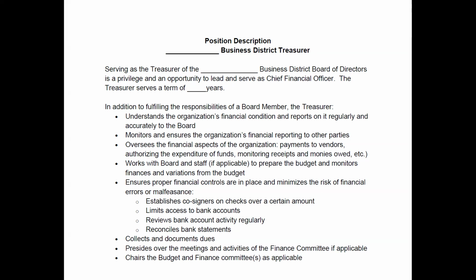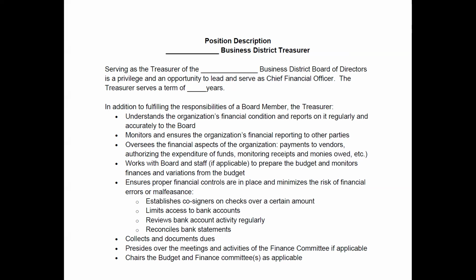You're going to work with the board and staff to prepare the budget. So every year, the treasurer should lead that process in determining, okay, what amount of money are we expecting to bring in the coming year, and how do we want to spend that? So really carving out time once a year with the board to nail down what the budget for the coming year is going to look like.